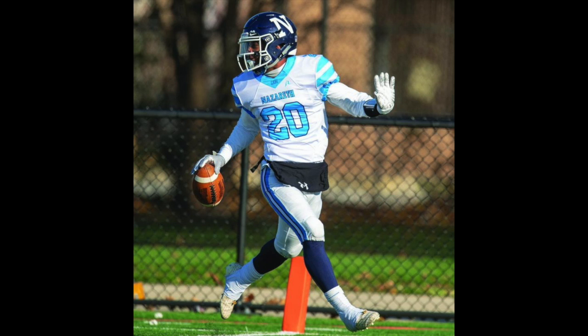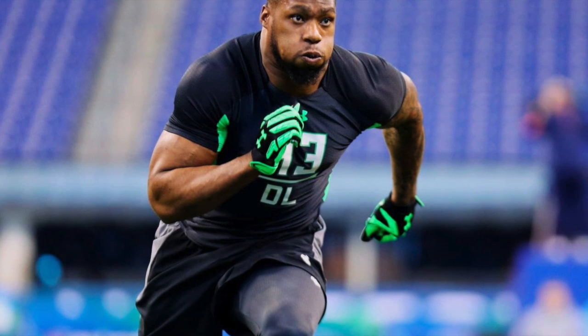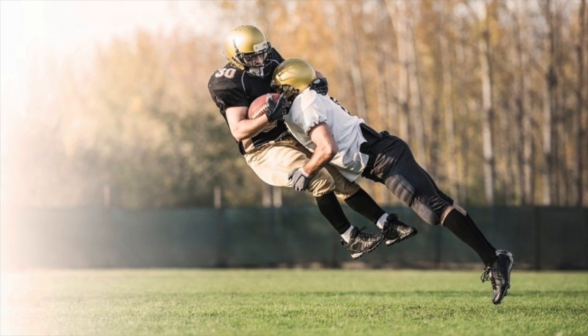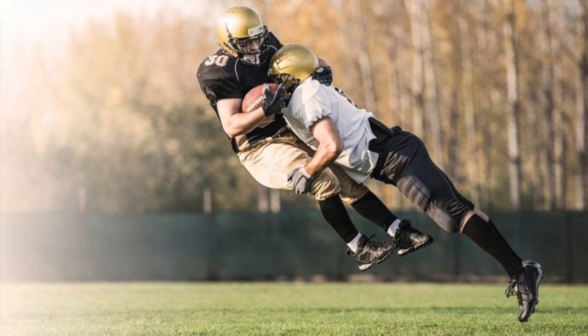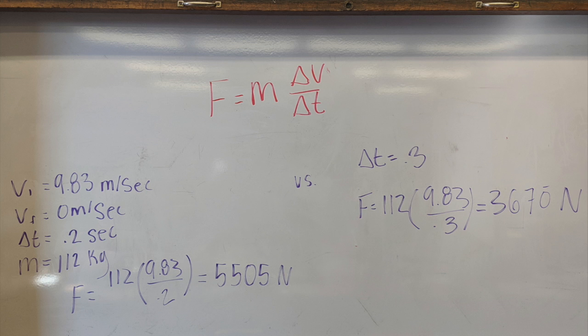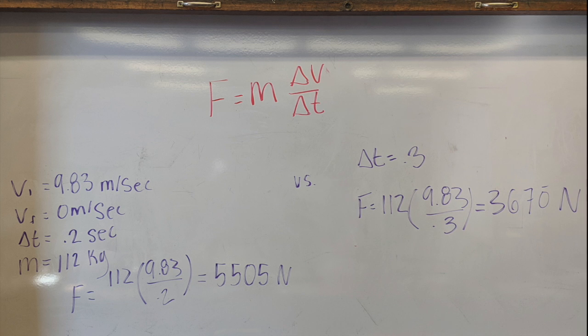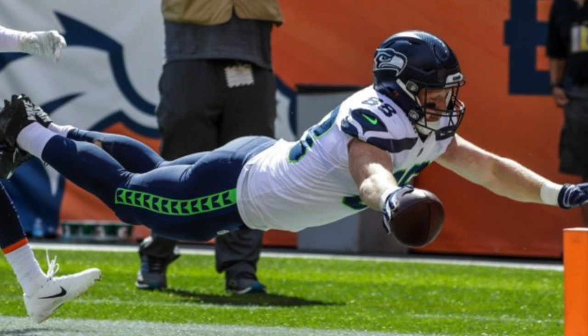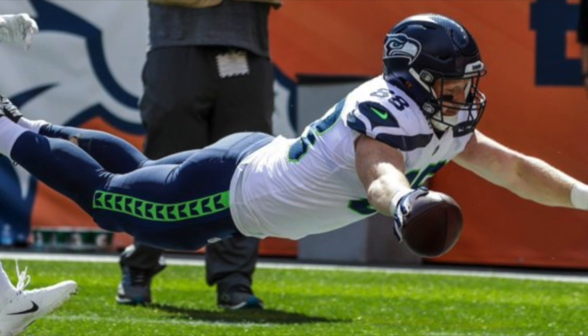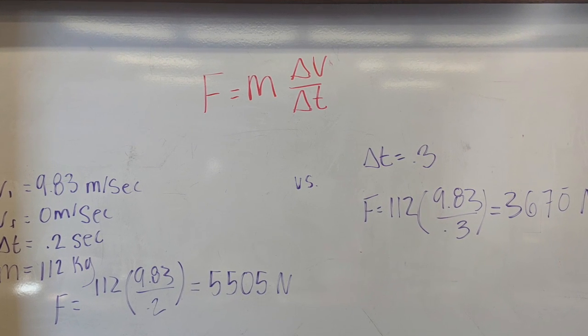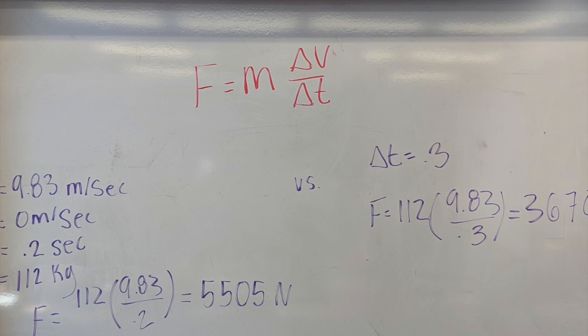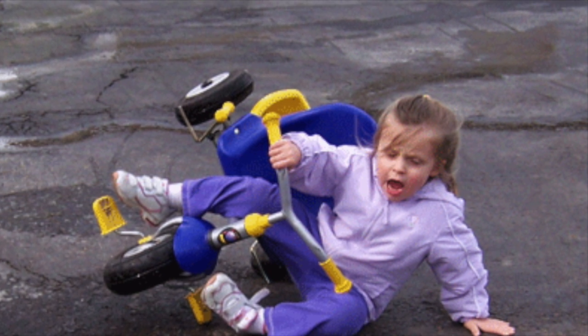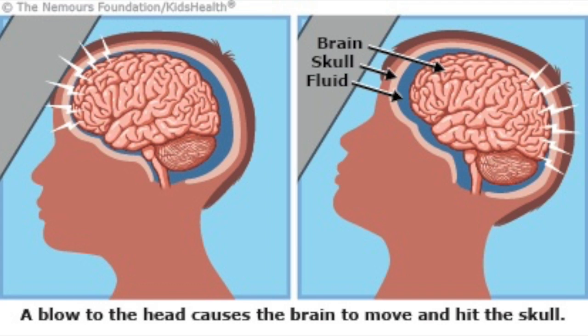The average weight of a football player is 112 kilograms. The average speed, 9.8 meters per second. Now, if you calculate the resulting force, when a football player goes from full speed to a complete stop, the force is about 5,505 newtons. However, when adding a helmet to the equation, the stopping time will increase, and therefore the force will decrease. This shows the significance of wearing a helmet when participating in high-impact activities.